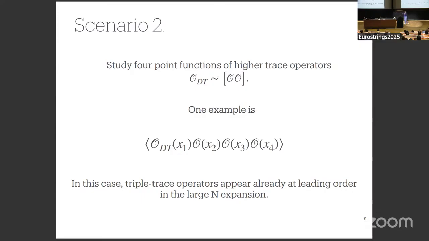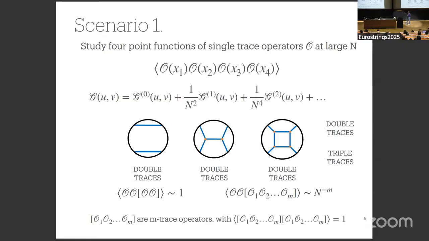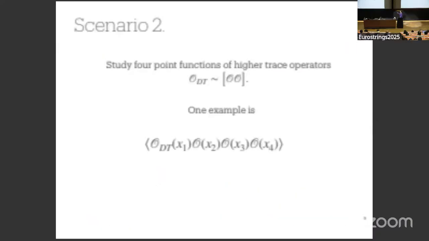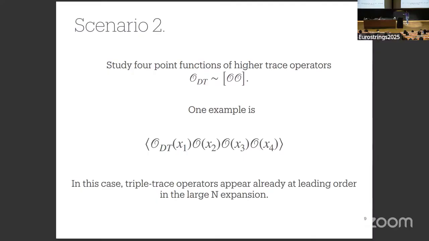So you see that we can either access triple trace by going in this direction, studying single trace but at higher loop, or we can start introducing double trace operators, and by doing that we explore higher trace already at very leading order. This was just a way to tell you what could be the various options that you have to study such operators. So what I'm going to present today is this second scenario.